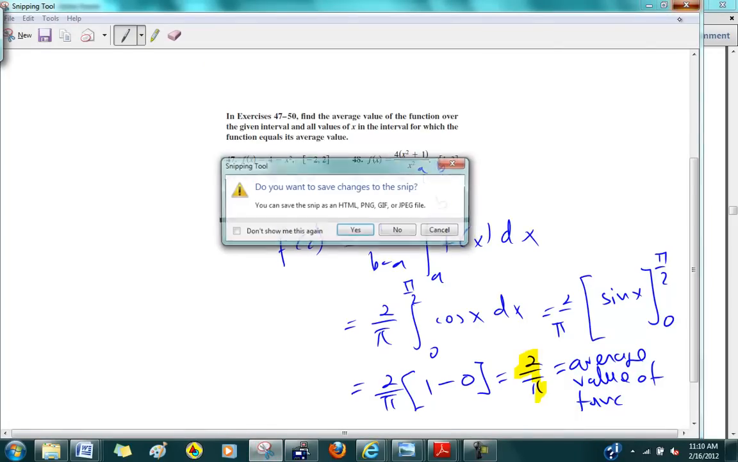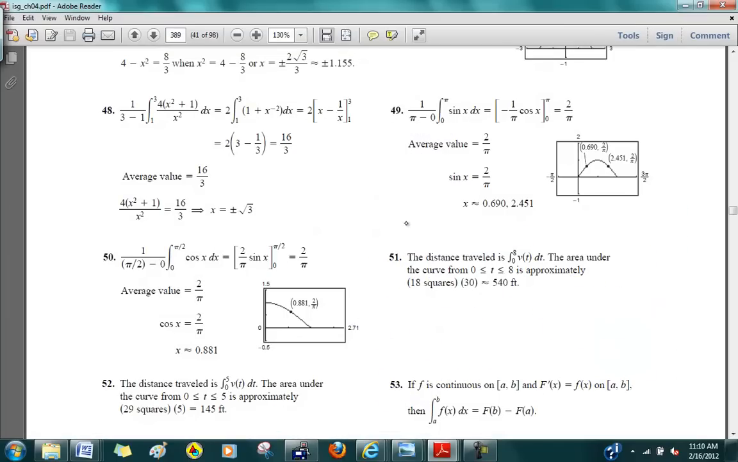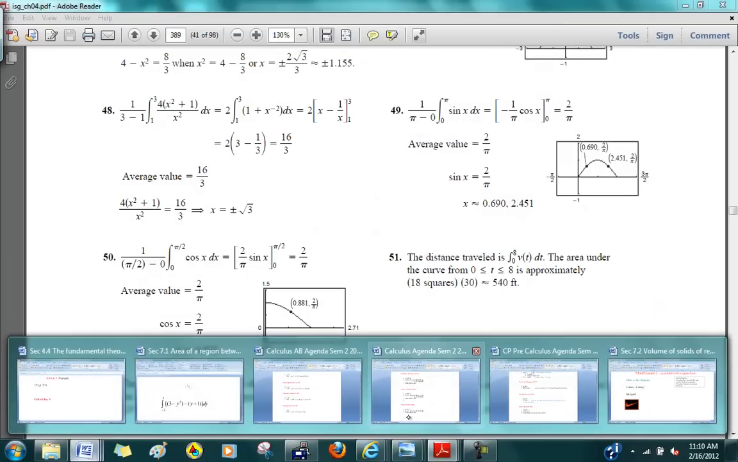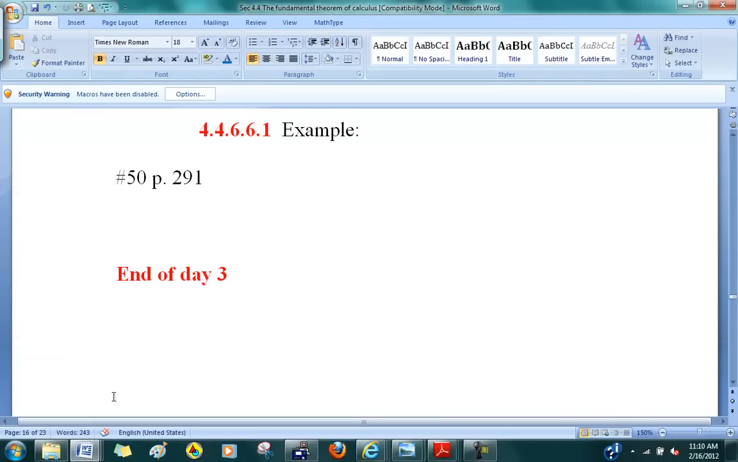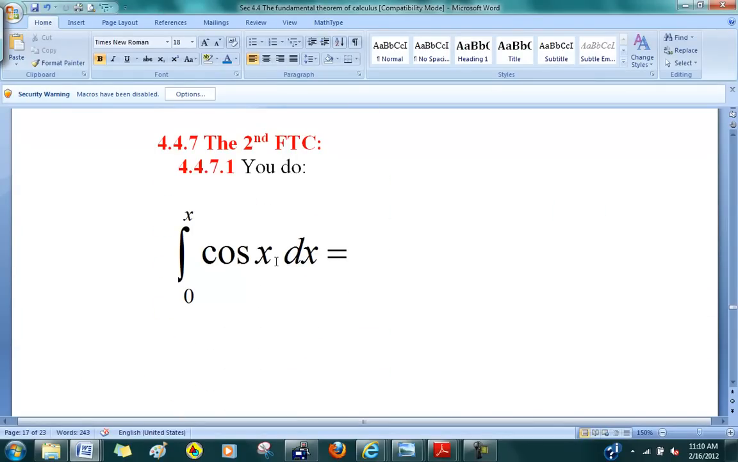All right. So this is the end of the second day of 4.4. I still have one more day to do some more topics in here, and that's the fundamental theorem of calculus, FTC, and I'll record that as a separate session.